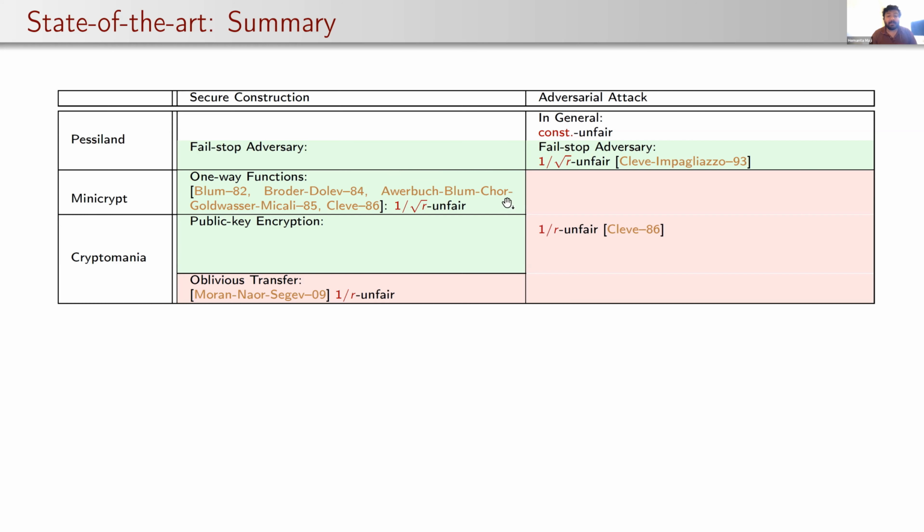Let's zoom into Minicrypt. Note that it is not clear whether the constructions of the 80s are optimal or the attack of Cleve is optimal. This is an open problem. This was an open problem before we made our contributions. Similarly, if you assume public key encryption exists, still we do not know whether there are better constructions or the attack of Cleve is optimal.